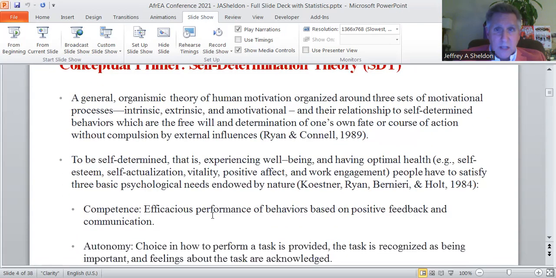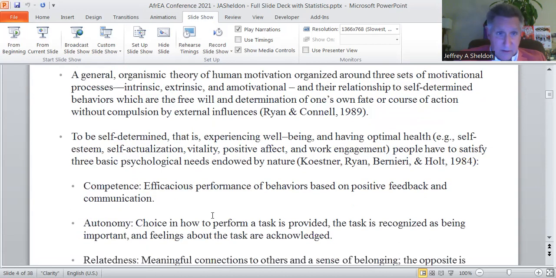Okay, so what is self-determination theory? Well, it's a general theory of human motivation, and it's organized around three sets of motivational processes: intrinsic, which is within ourselves; extrinsic, which is outside of ourselves; and amotivational, which is where we're not motivated to do anything, or things occur which just hold us back from doing the things that we want to do. And so, these three processes and their relationship to self-determined behaviors.